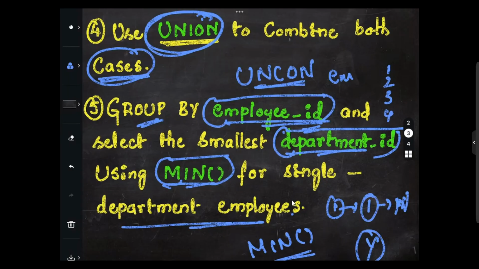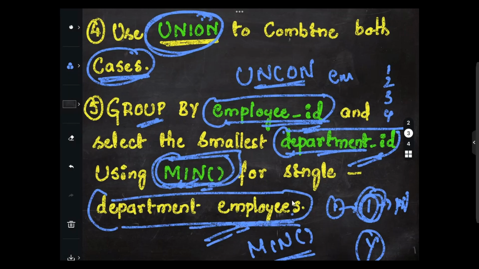Employee 1 had only one department ID, department ID 1, which was flagged n. We will consider this one itself, right? So that's what this statement says. We will group by employee ID and select the smallest department ID using the min keyword. We'll be making use of the min keyword for single department employees. That's what we will be doing here in this case.